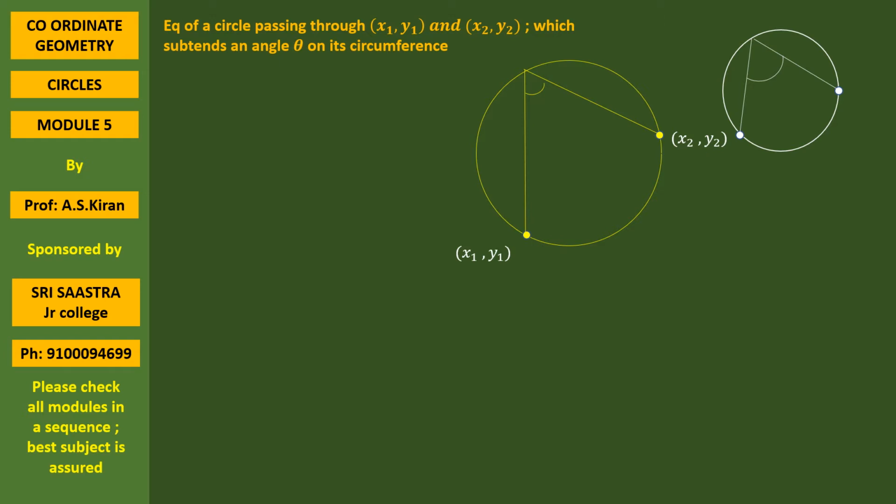Now, there is a point x1, y1. There is a point x2, y2. Passing through them, there is a circle. Those 2 points are subtending some angle theta. Obviously, you will get a doubt: where is the second circle? Let us check it again. Yes, which means that in this condition, there are two circles possible.